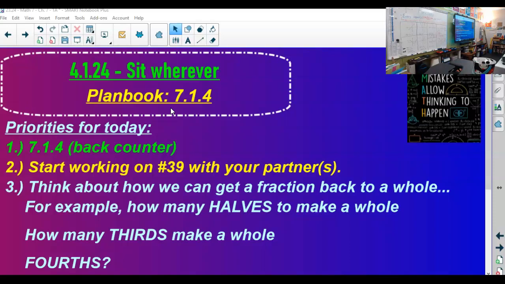And what do we need every single day in math? Graph paper. So if you don't have graph paper, get it. If you don't have graph paper, get some out. If you do not have graph paper, Sam, get some out.